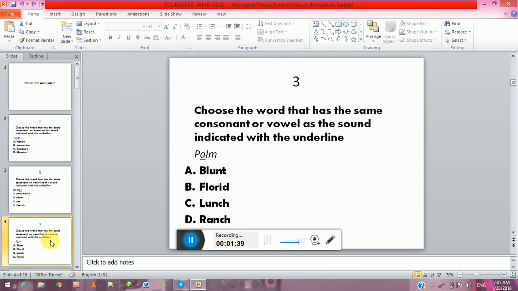The third question is, choose the word that has the same consonant or vowel as the sound indicated with the underline, and the word is palm, and the underline is under A. Option A, blunt, B, florid, C, lunch, D, ranch.